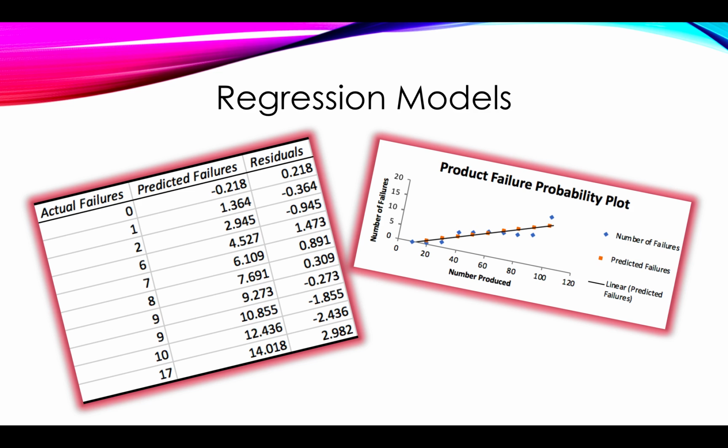Two more models that come up after the Excel analysis: on the left, you can see the actual failures versus the predicted, and then that will give us our residuals. And then on the right shows us the observed values versus the fitted regression line.